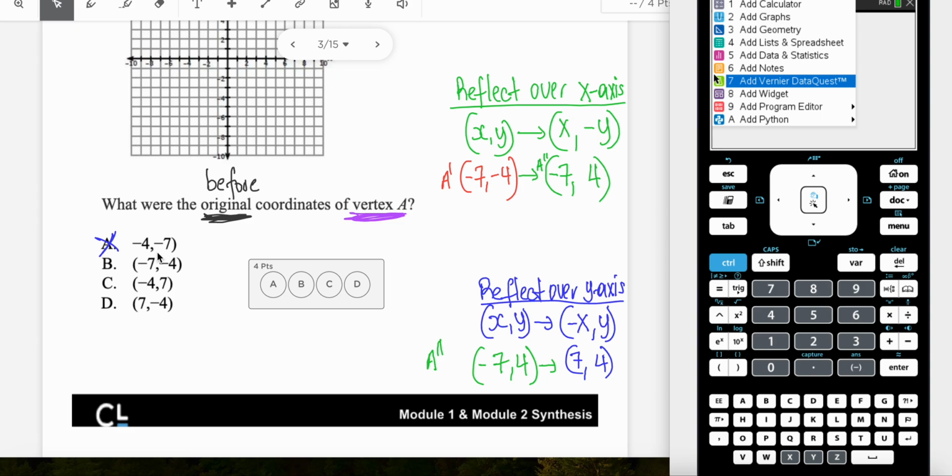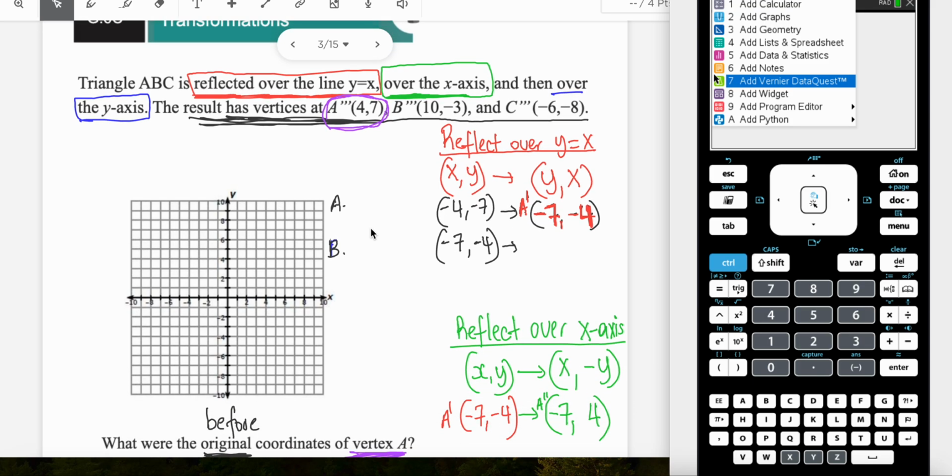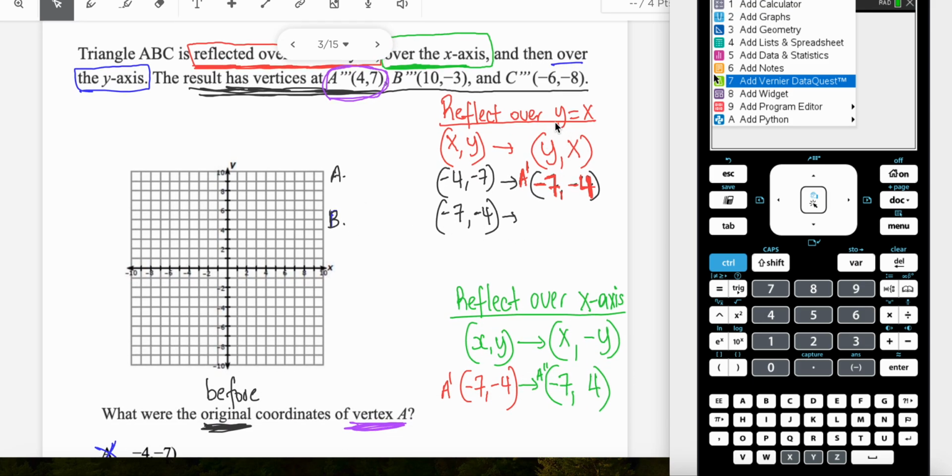So what if that one is our A? So just like before, we're going to write it down. So option B has negative 7, comma, negative 4. Now we're going to reflect it over the line y equal x. So again, we're going to flip that around. So we're going to have negative 4, comma, negative 7. And that is going to be our a prime.